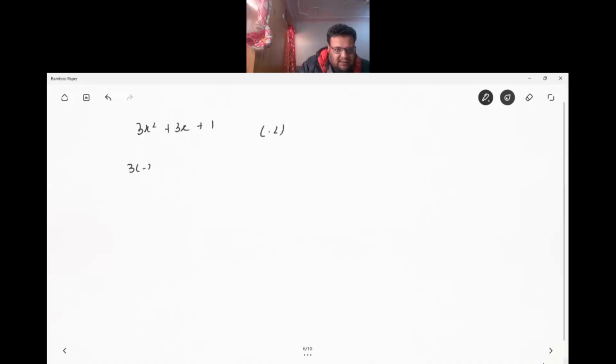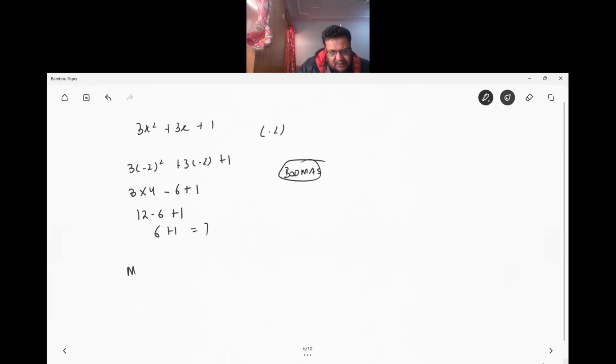So this would be 3 into (minus 2) whole square plus 3 into minus 2 plus 1. So from here you will get the maximum value. 3 into 4 minus 6 plus 1. So this would be 12 minus 6 plus 1, which would be 6 plus 1, 7. Please make sure that you take care of the board marks. Okay. So here the max value is 7 and the minimum value is equal to 1 by 4.